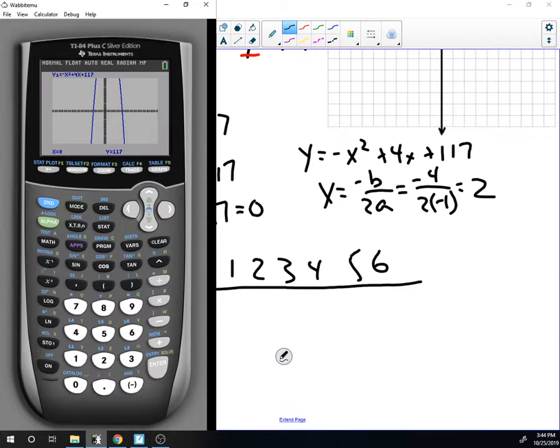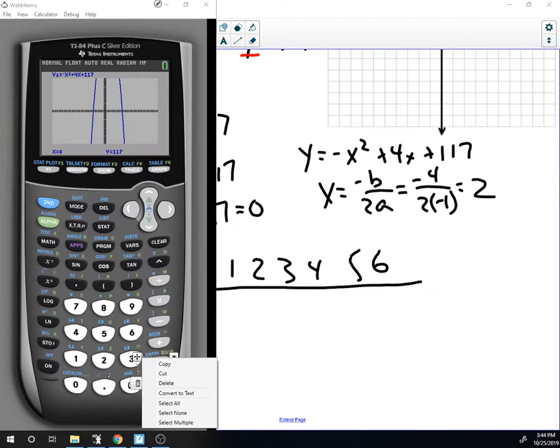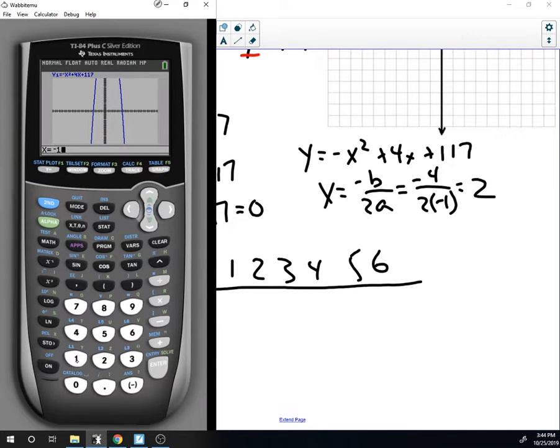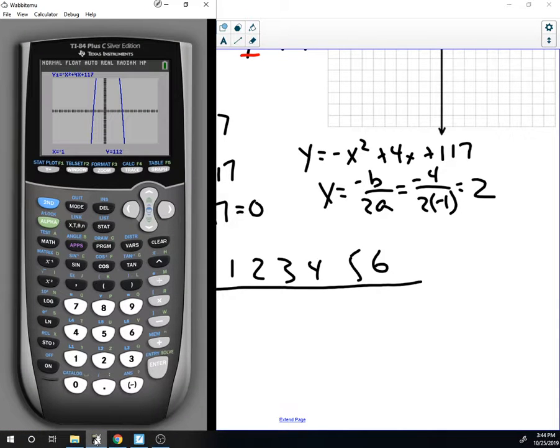So we'll go back here, and I'm going to put in negative 1, enter. I get 112. So now I'm going to put 112 in here. At negative 2, I get 105.